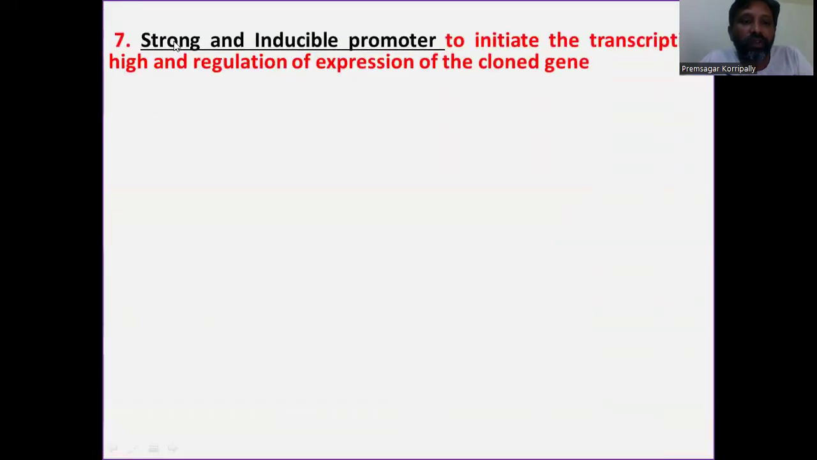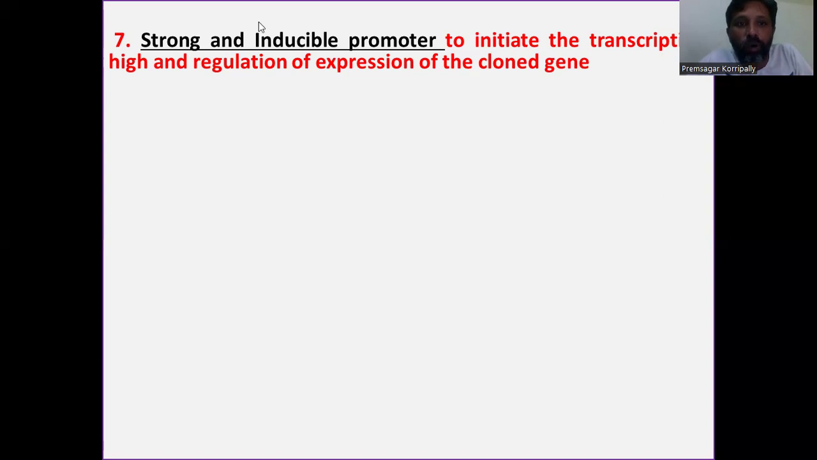You see, the 7th one is a strong and inducible promoter. When you clone your gene of interest into the expression vector, it goes downstream to the promoter. So that promoter must be strong and inducible. Strong means the promoter initiates transcription at a high level. Transcription is very high, more copies of the cloned gene are transcribed, and you get more copies.